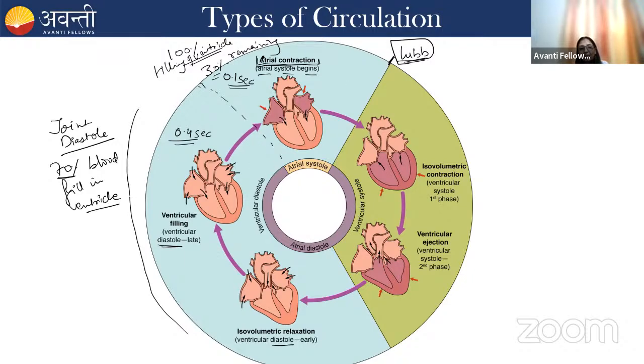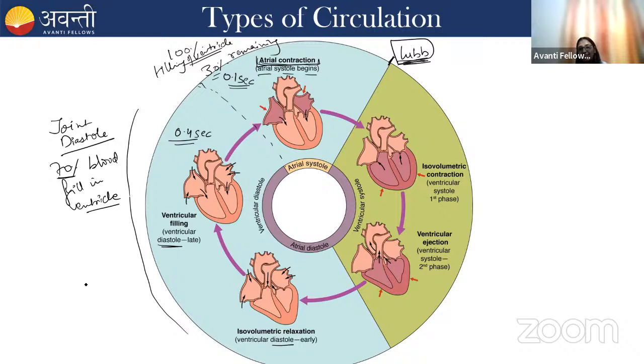Why? When the atrium squeezes and contracts, all the blood from the atrium reaches the ventricles. Then the AV valves, the bicuspid valve and the tricuspid valve, which are present between the atrium and the ventricle, get closed. And when they close, they produce a sound which is lub. At this point the AV valves are closed, but the semilunar valves of the pulmonary artery and the aorta open.